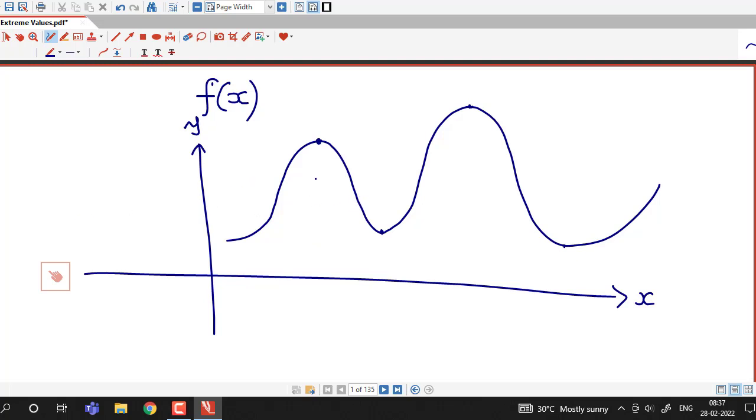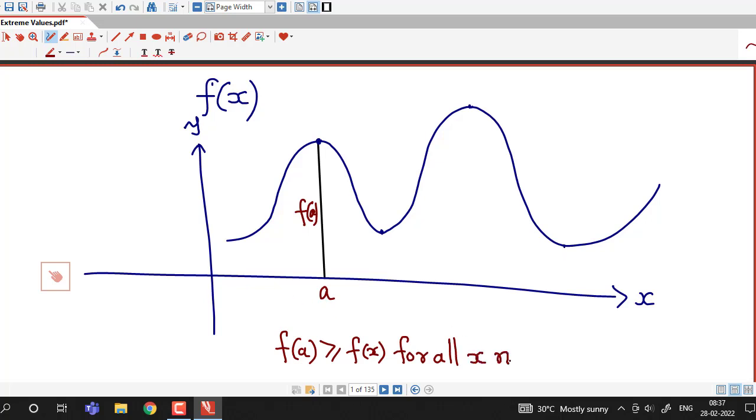So local maximum means the maximum value of the function in some interval. For example, if I consider this point, suppose this point is x equal to a, then if I consider the value of the function at this point, it is f(a), and we can see that this f(a) is greater than or equal to f(x) for all x which are in the neighborhood of this fixed point a. We can simply write that for all x near a.